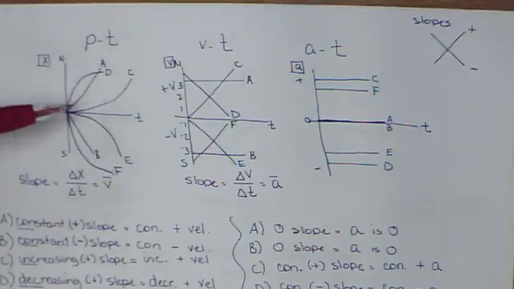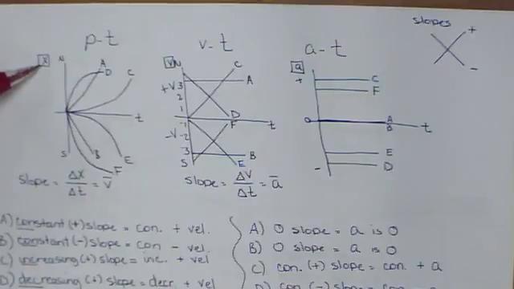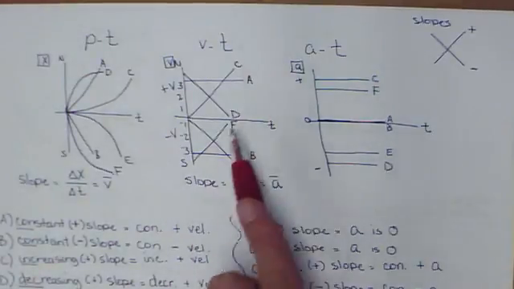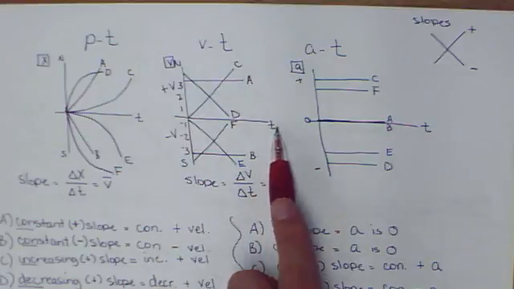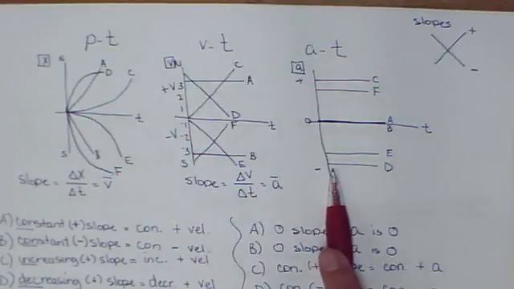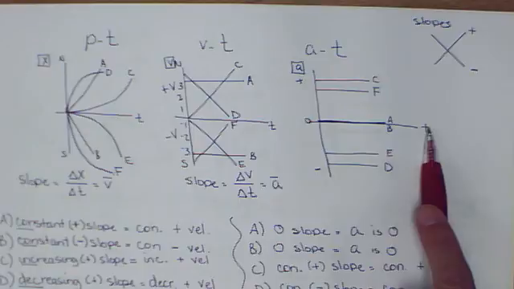We begin physics just talking about horizontal positions. On a velocity time graph, you simply have velocity on the y-axis, time on the x, and then an acceleration time graph is acceleration on the y and time on the x.